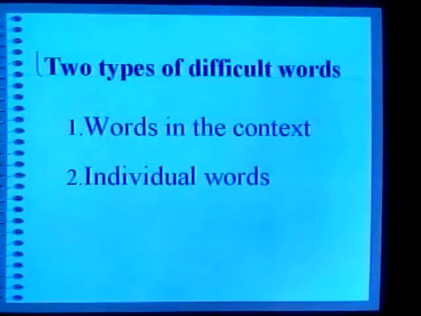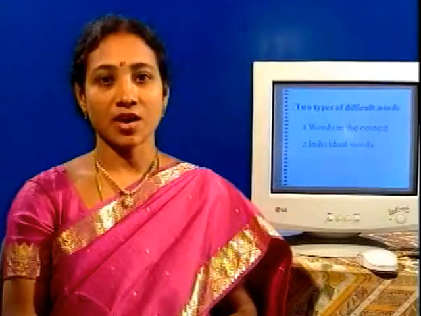We can classify these unfamiliar words into two. They are the words in the context and individual words. And words are in the context, we can guess the meaning. If the words are the individual words, we have certain techniques to understand the meaning of it. We shall see now the two types of the difficult words. The two types of the difficult words are unknown words in the context and unknown individual words. We shall see now how to deal with these difficult words.